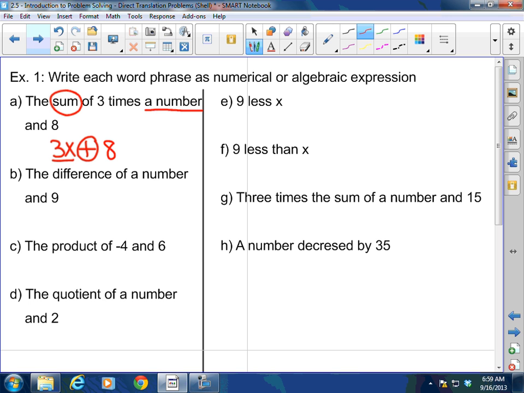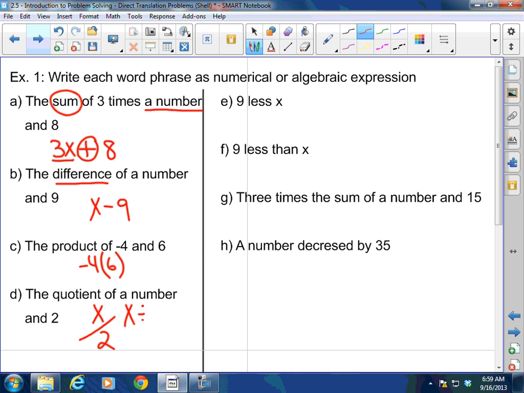The difference of a number and 9. Difference, straight up subtraction. Numbers are unknown, so x minus 9. The product of -4 and 6. Product means multiply, so -4 times 6. The quotient of a number and 2. Quotient is talking about division. Numbers are unknown, so x divided by 2. Remember, fraction bar means division.